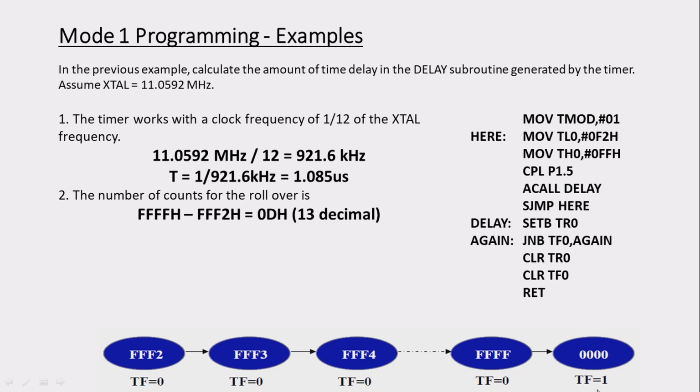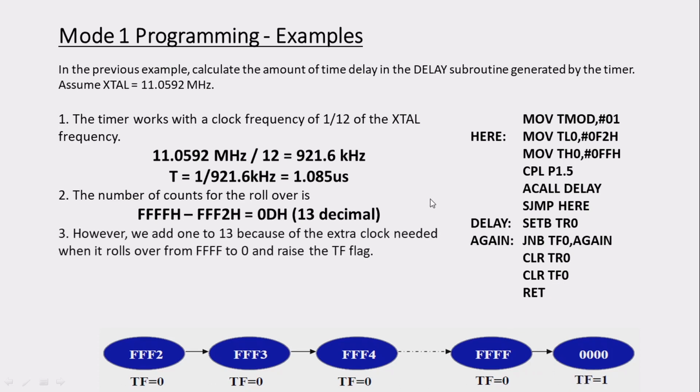So in the next clock cycle itself, the TF flag is going to be high, right? So that is why I need to add one more clock cycle. However, we add 1 to 13 because one extra clock is needed when it rolls over from FFFF hexa to 0 in order to raise the TF flag. So the total number of clock cycles is 14 as of now. So 14 into 1.085, so I'll be ending up with 15.19 microseconds. So this much amount of time delay is being generated.